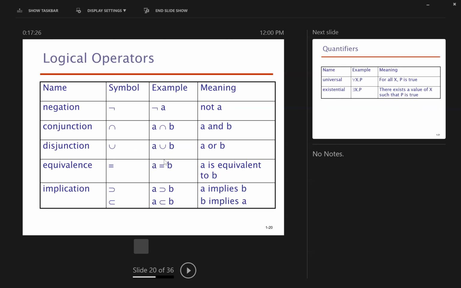Negation, conjunction. So conjunction is and, disjunction is or, equivalence, and also implication. Equivalence also sometimes we must say biconditional. So equivalence means A to B and B to A also. So it's biconditional. What we will see a lot is the implication in a Prolog language.